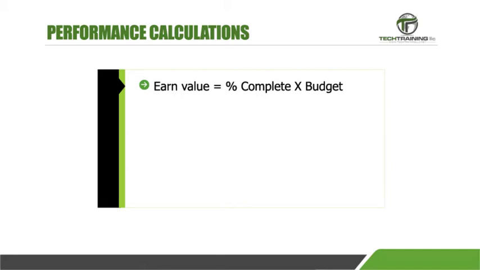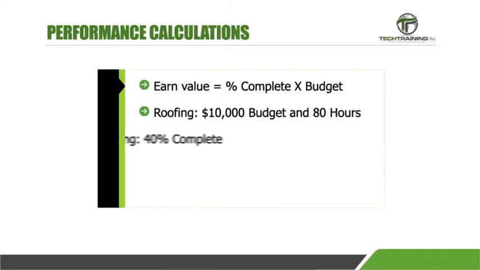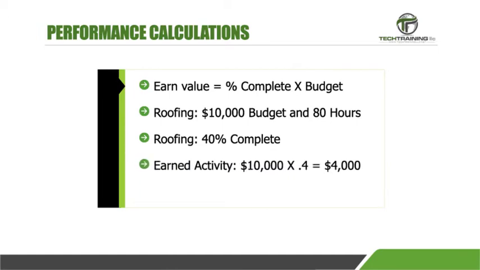As an example, let's assume we have a roofing project that has been budgeted for $10,000 and 80 hours of work. The actual roofing project is 40% complete. Therefore, our budgeted activity is the $10,000 multiplied by the 40%, or $4,000. And our budgeted hours is the 80 hours which has been scheduled multiplied by the 40%, or 32 hours.